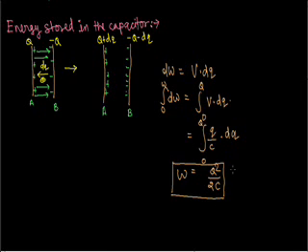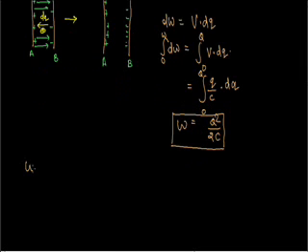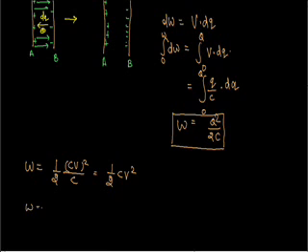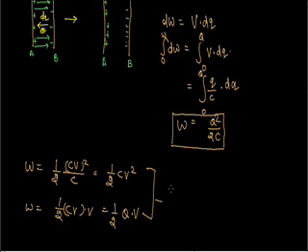We can also write it in different forms. W is equal to 1 upon 2 times Q squared upon C, and Q can be written as CV, so W is half CV square. Also we can write it as half Q into V. So these are also terms for the energy stored in the capacitor.